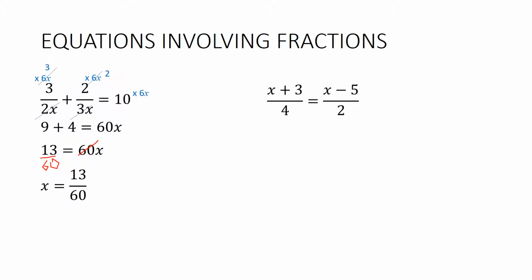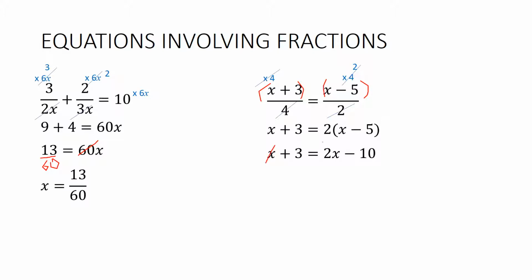Okay, last one. Lowest common multiple here of those denominators is 4, so I'm going to multiply both sides by 4. Be careful of these brackets. In fact, I'm going to put them in. Right, 4 divided by 4 is 1. 2 into 4 is twice. So I actually didn't need the brackets on the left-hand side because I ended up only doing one lot of x plus 3. But I do need them on the right-hand side. Expand that out. X plus 3 equals 2x minus 10. Let's move this x over. Becomes a negative x.